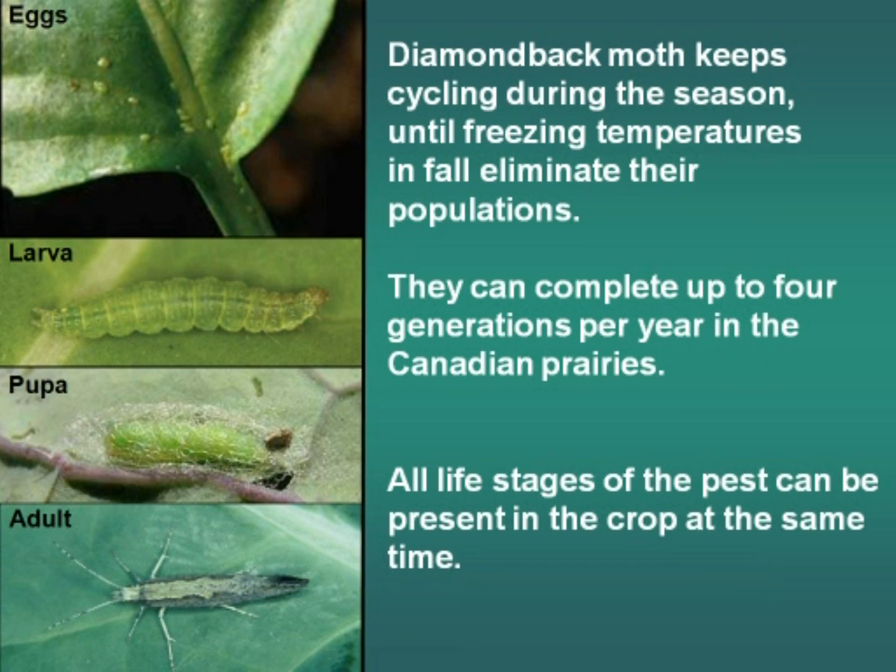In our area, in Western Canada, they can complete as many as 4 generations per year. And one thing to remember about this insect, because it cycles continuously, we can have all life stages of this insect present in the crop at the same time. And I'm seeing this especially last week in southern Alberta, where adult moths, eggs, pupae, larvae were all present in the same sweep net sample.